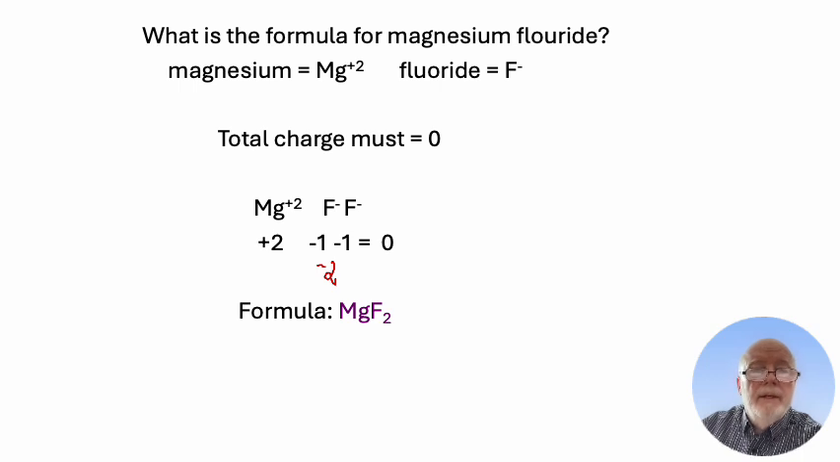Now, what about the name of it? You notice there's no 2 anywhere in the name. So you just have to figure out the formula from the name. You cannot assume that it's going to be 1 magnesium with 1 fluoride. You have to have a periodic table, some list of ions with you.